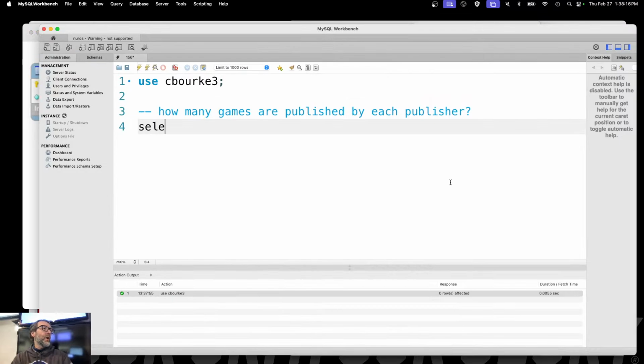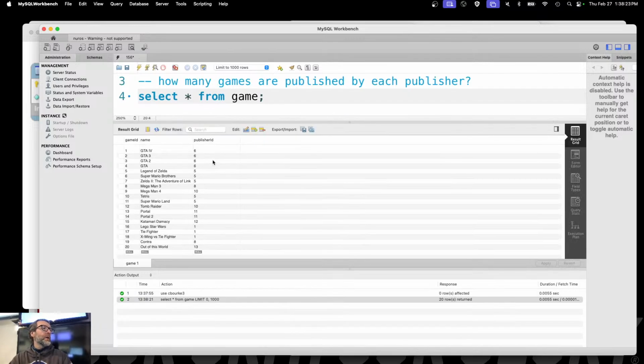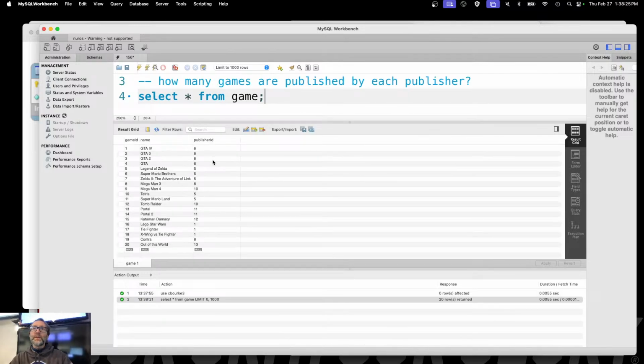If I just select everything from game, right? Then I'm going to get a list that looks like this. Right? It's not ordered in any way. If I were to order it, say by publisher ID, or group it by publisher ID, then I'll have all of the 1s together, all of the 5s together, all of the 6s together, the 8s together, etc. Right? Then I want to crush it down on one dimension. I don't care what the names of the games are, I just want a count of the number of games.